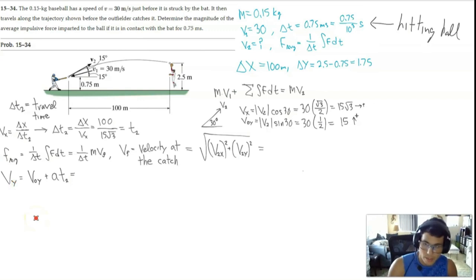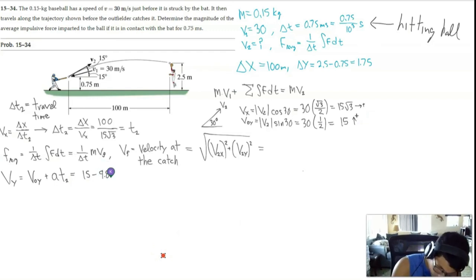Okay, so let's put in the values now. It'd be 15 minus, because we're assuming gravity is negative here, since we are calling the positive direction up. So minus 9.81 times 100 divided by 15 square root 3.